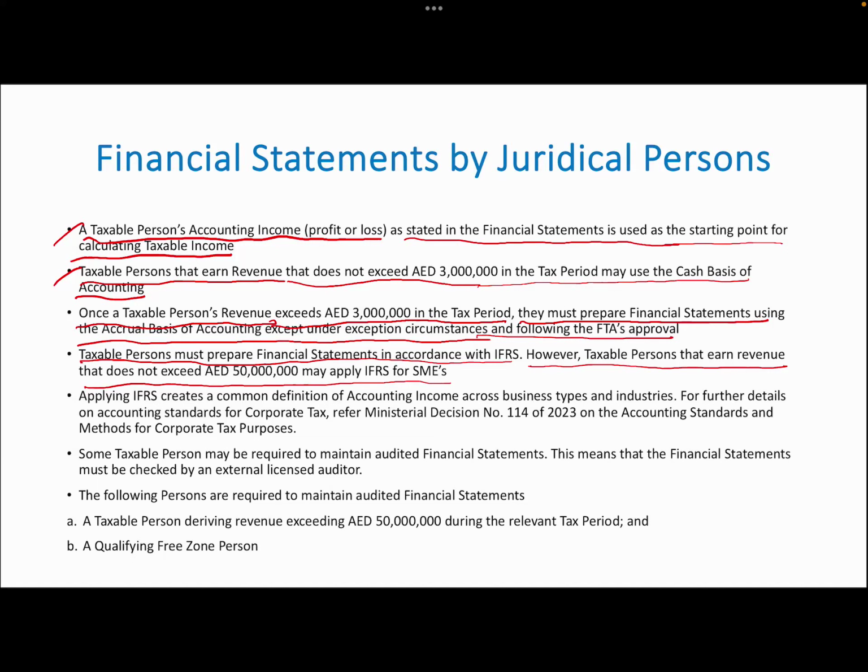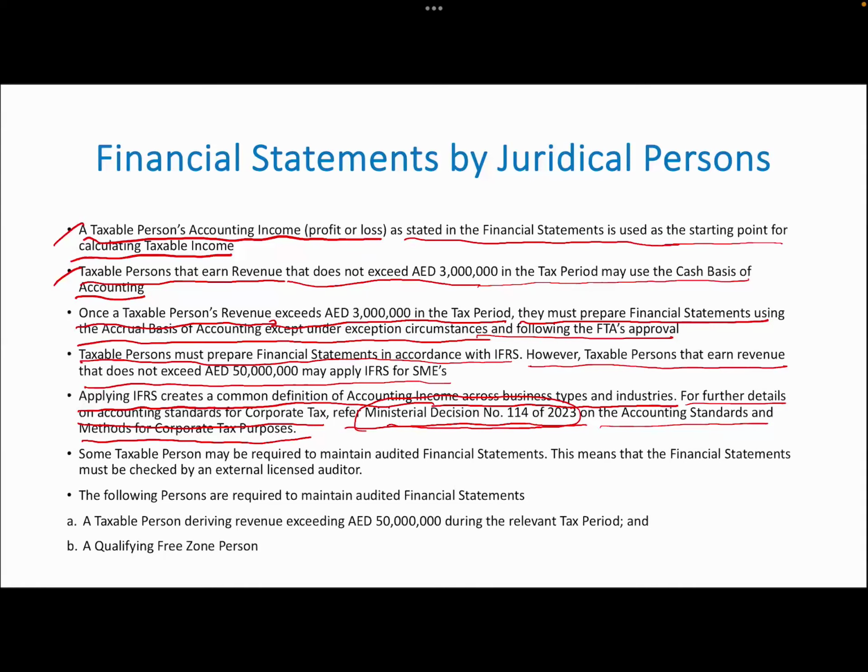Next point. Applying IFRS creates a common definition of accounting income across business types and industry. For further details on accounting standards for corporate tax, refer to Ministerial Decision 114 of 2023 on the accounting standards and methods for corporate tax purposes. Whatever Ministerial Decision number 114 of 2023 talks about, I've already covered here in these points.